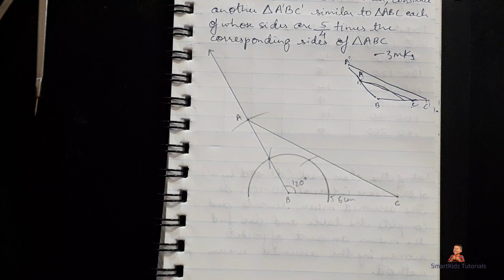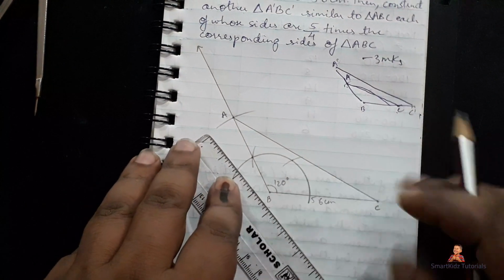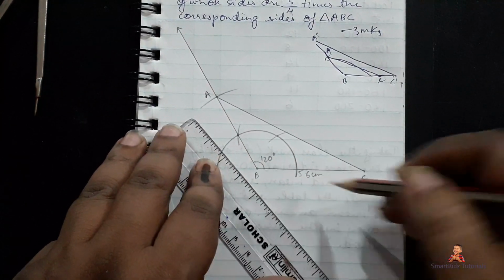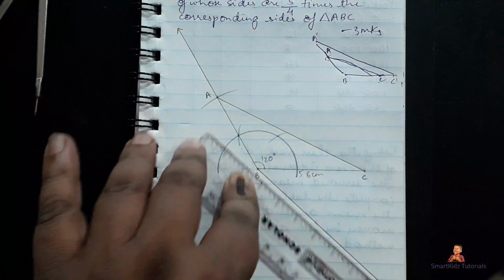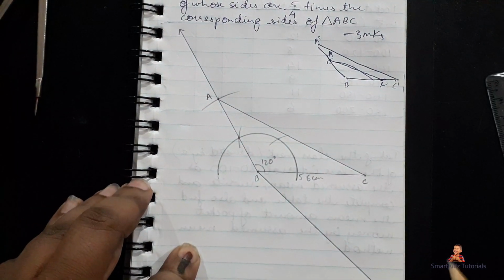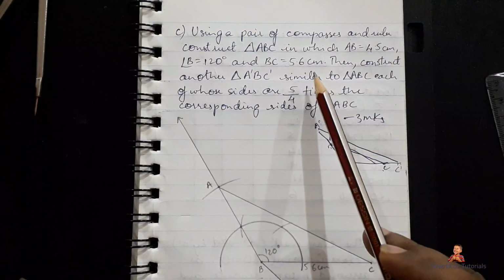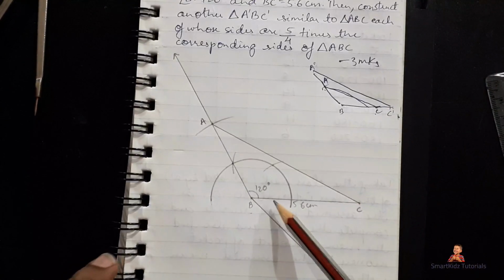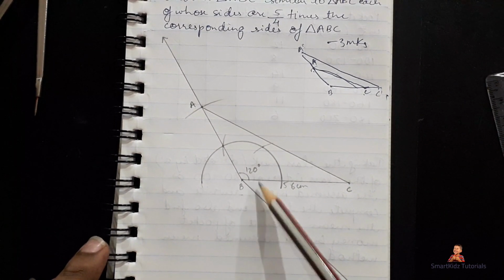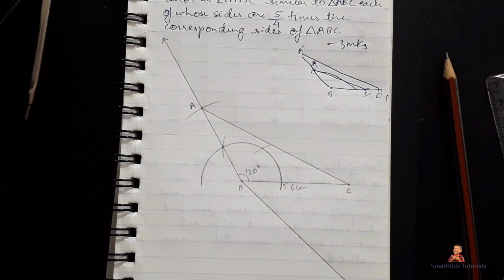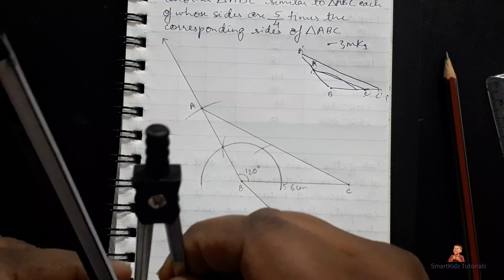Next we need to construct triangle A'B'C'. For that we'll form an acute angle to this BC from B, something like this. Since we have been told that the ratio is 5 by 4, we'll have to make sure we cut this into 5 equal parts. You don't have to measure anything, just make sure you take the same measurement to cut the arcs.